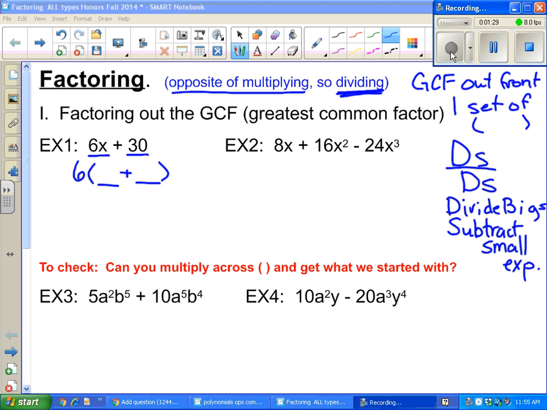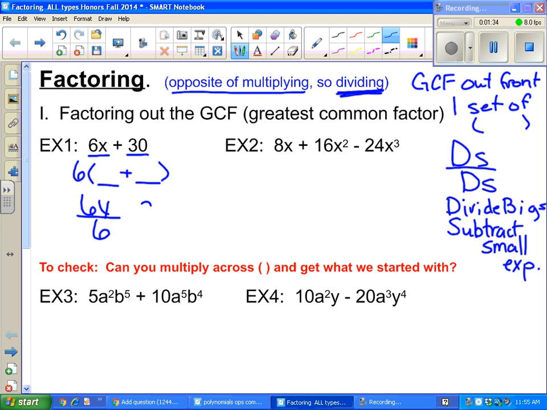All right, so what I need to do is imagine taking 6x and dividing out the 6, and taking 30 and dividing out the 6. When I take 6x and divide out the 6, the 6's cancel, and all that's left is an x. When I take 30 and divide out the 6, 6 goes into 30 five times, so there's nothing but a 5 there. You can always double check your answer by multiplying across the parentheses using your distributive formula. So 6 times x gives me 6x, and 6 times 5 gives me 30, and so that's a way to check your answer.